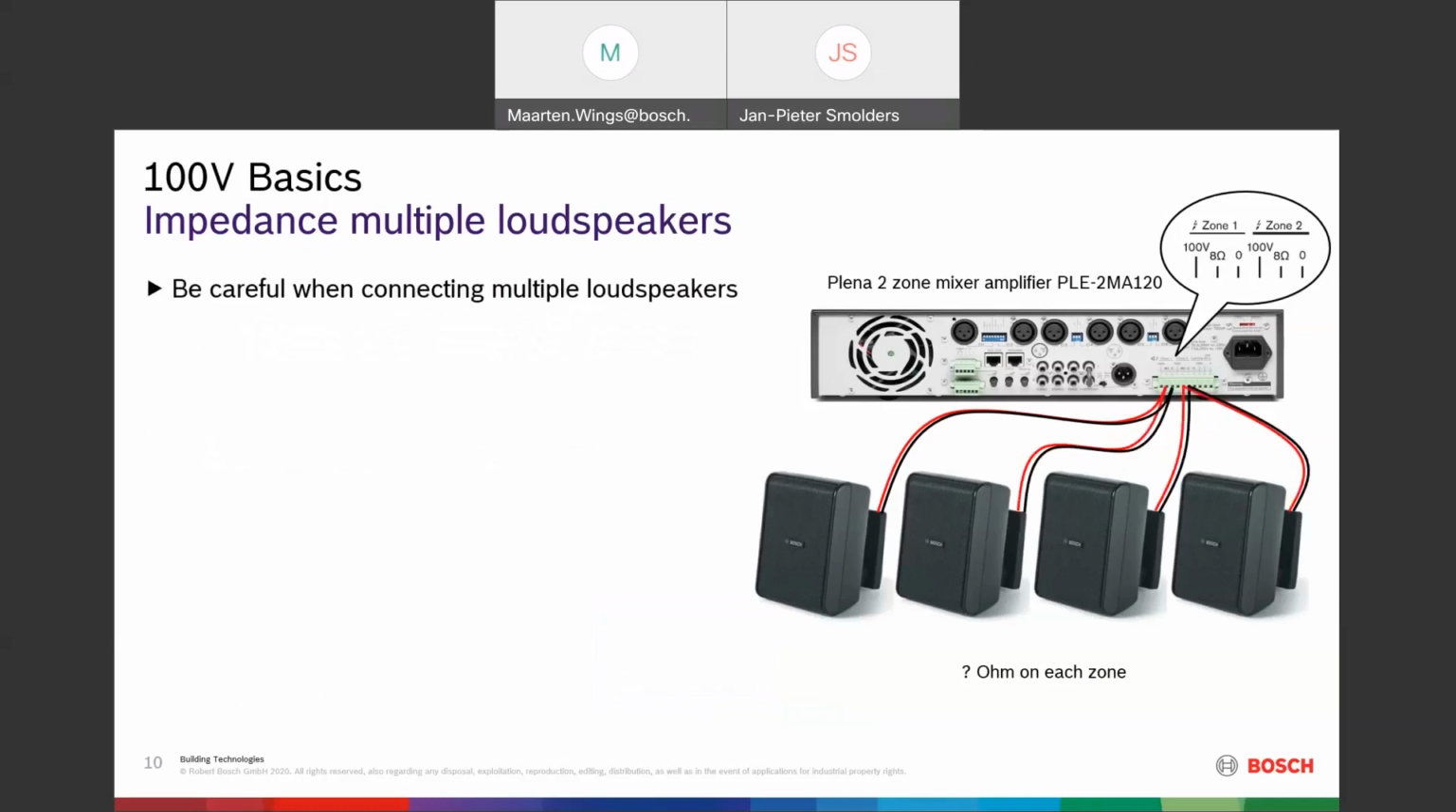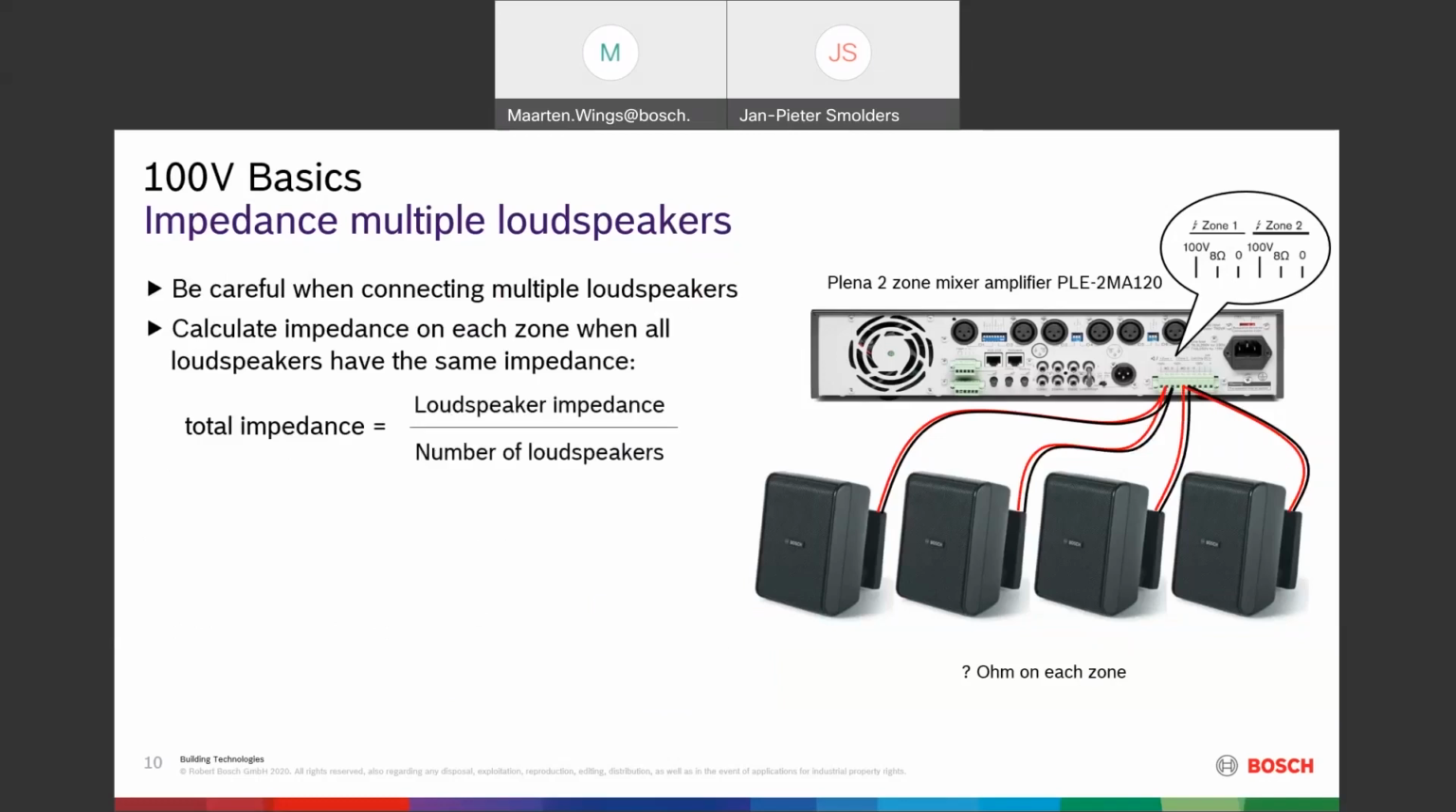Now, what happens if we connect more than one loudspeaker to a single amplifier channel? You have to be careful, because now the impedance is not the same anymore. It's not 8 ohm. How can you calculate this? If you connect multiple loudspeakers to a single amplifier channel and they all have the same impedance, you can calculate it with this equation: the loudspeaker impedance divided by the number of loudspeakers.